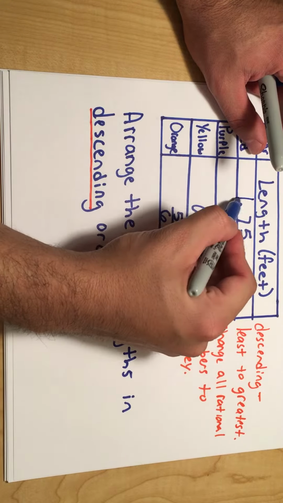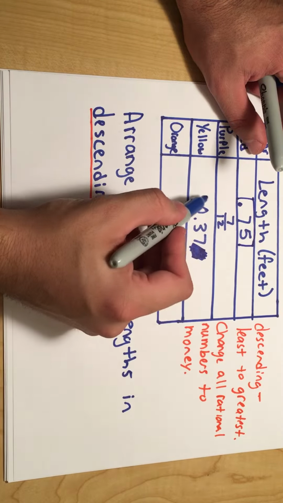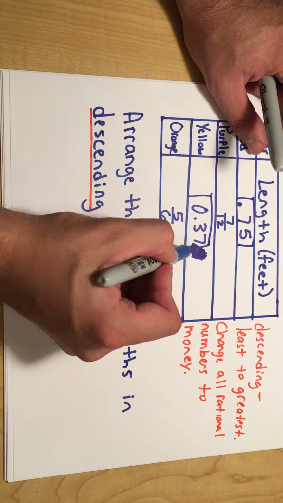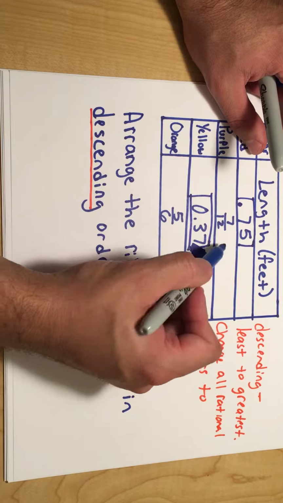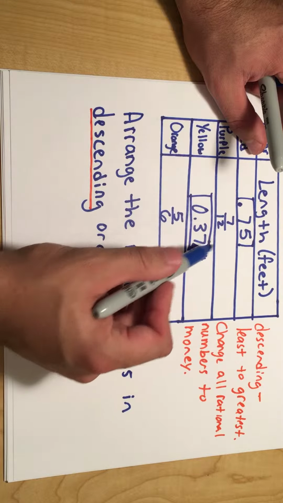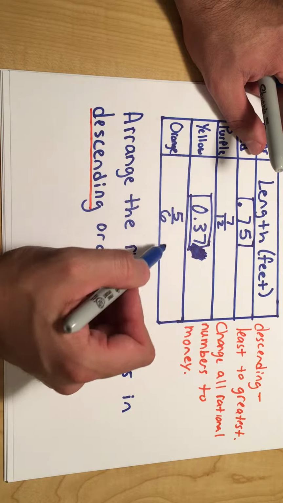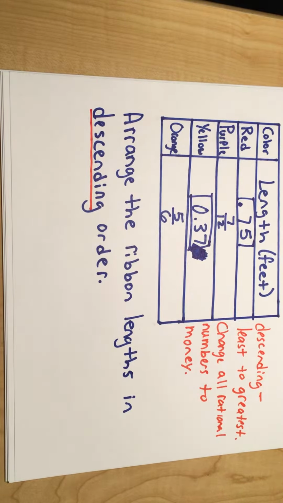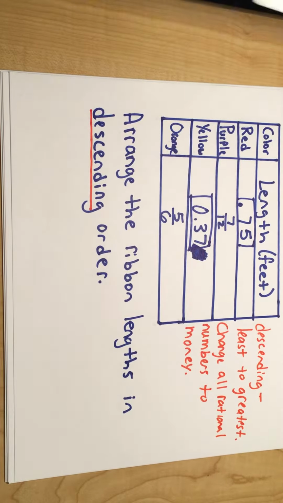So now we have 75 cents here at the top. Here we have 37 cents. But the only problem is that we have two fractions. We have 7/12 and we have 5/6. So with these two fractions, we're going to have to change them into decimals. Okay, so I'm just going to put a paper over here so we could convert our fractions to decimals.